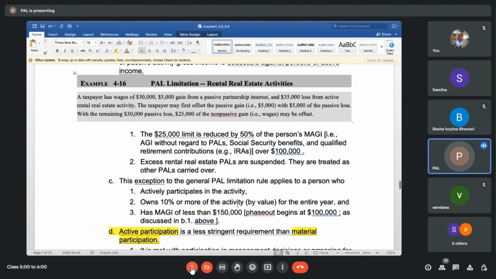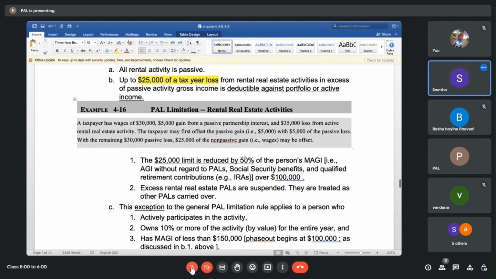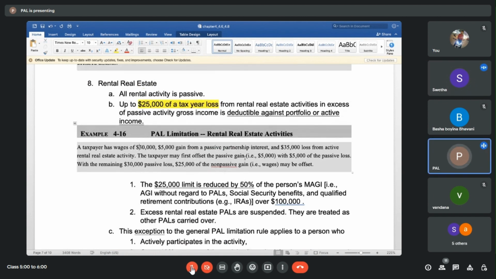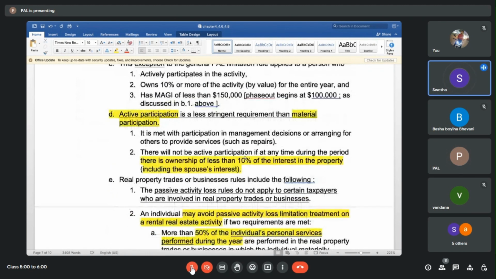Right, you can put it that way. If we say this is $150,000 plus, then nothing will come up. But up to $100,000, maybe 50% can be taken. Yes, that's a good point. Okay.